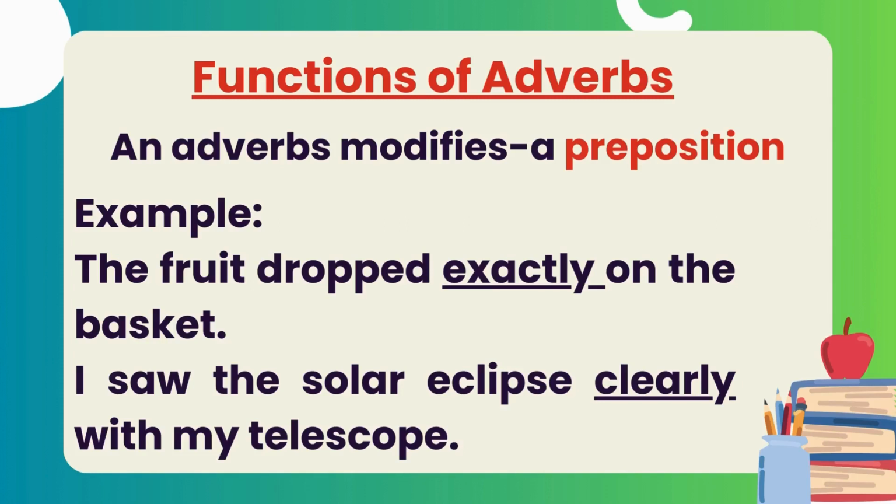Second example, I saw the solar eclipse clearly with my telescope. The adverb is clearly and it modifies the preposition with. With is an example of a preposition.